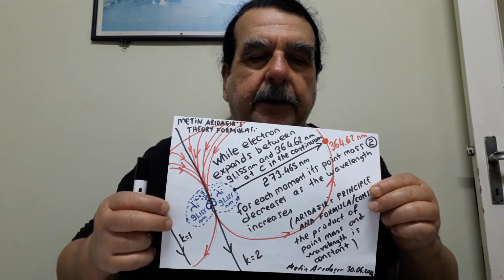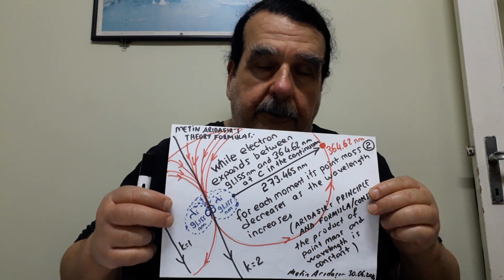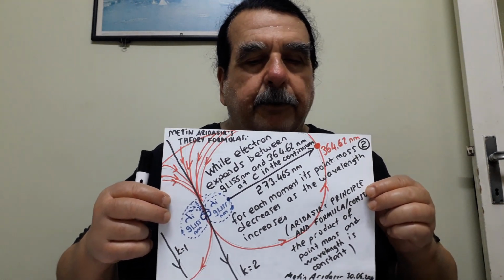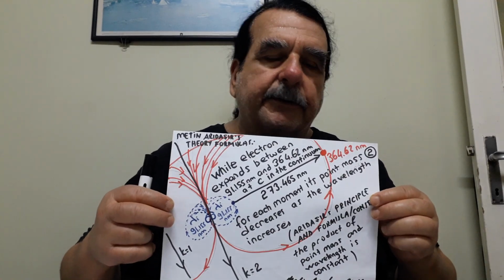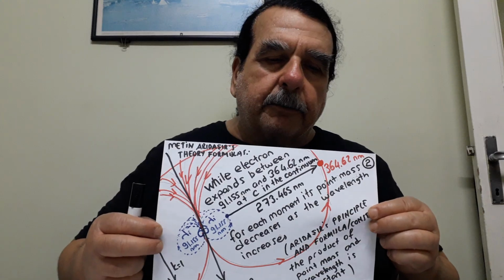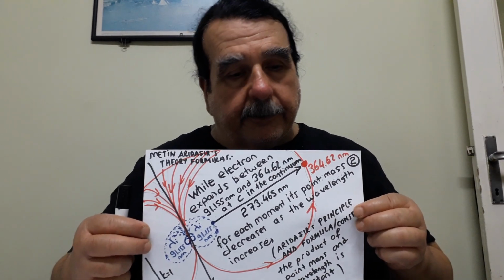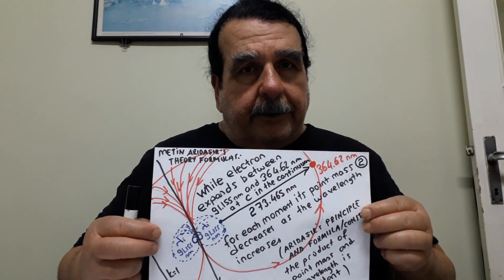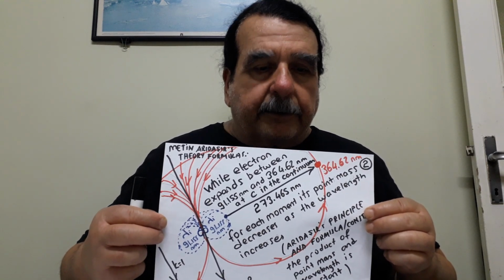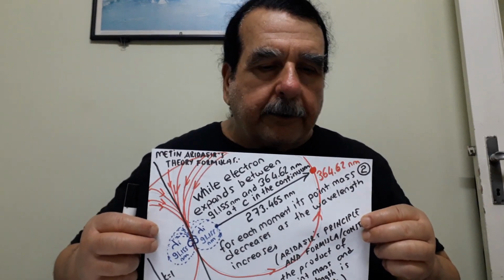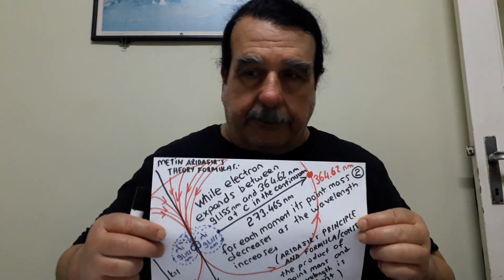2. While the electron expands between 91 nanometer and 364 nanometer at speed of light in the continuum, for each moment its point mass and point energy decrease as the wavelength increases, while its tangential speed and angular momentum, in other words Planck's constant, remain unchanged. Tangential speed is 6.28 times greater than the speed of light. Arıdaşır's principal constant and formula: the product of point mass and point wavelength is constant for atomic electrons.